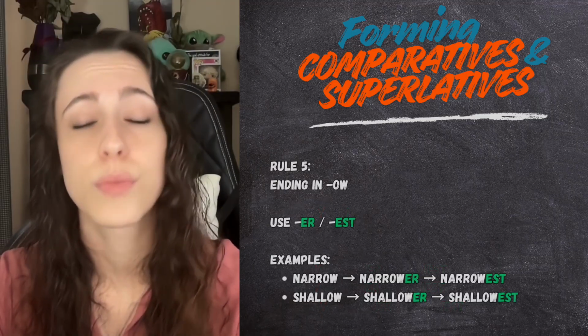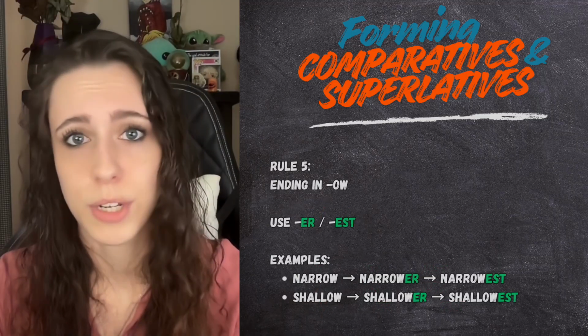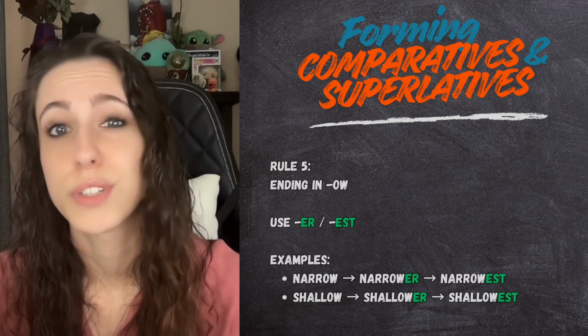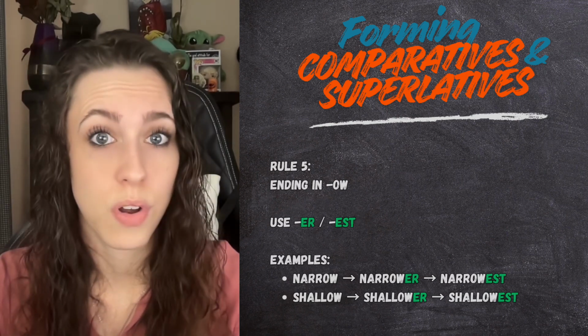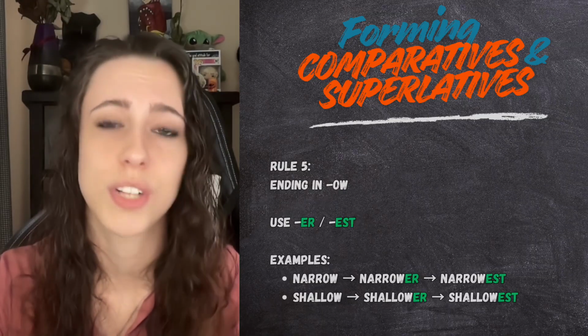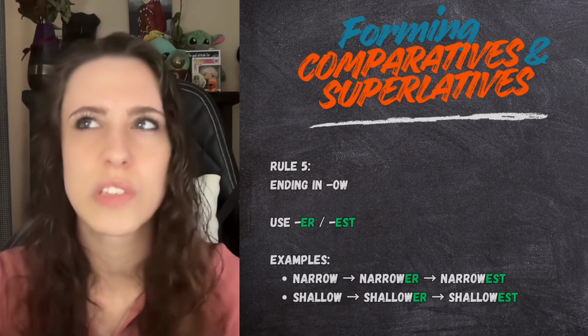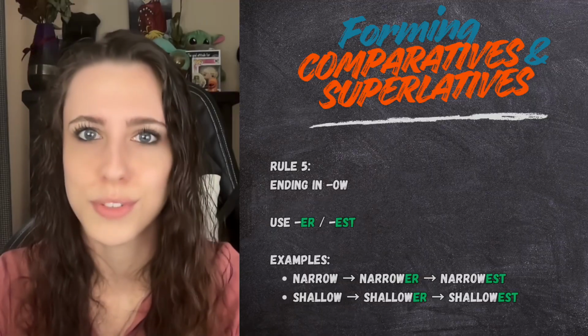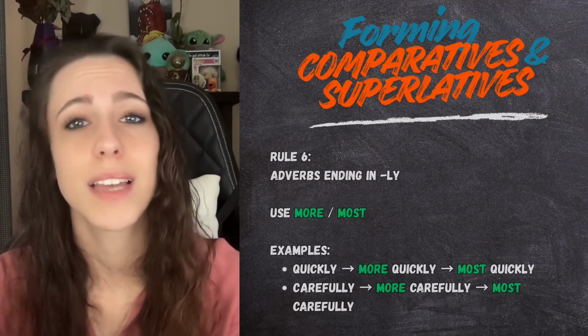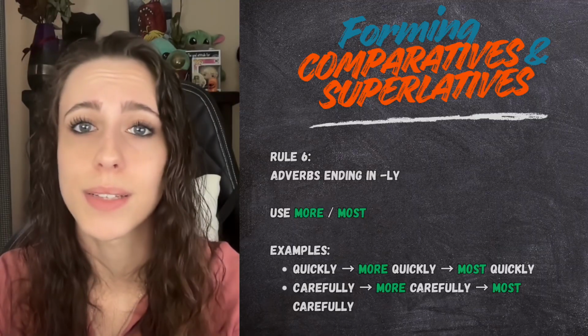Rule number 5, words ending in OW. We're going to add ER and EST. For example, narrow, narrower, narrowest. Shallow, shallower, shallowest. These words do not feel like they roll off of your tongue, but I promise you they are correct.